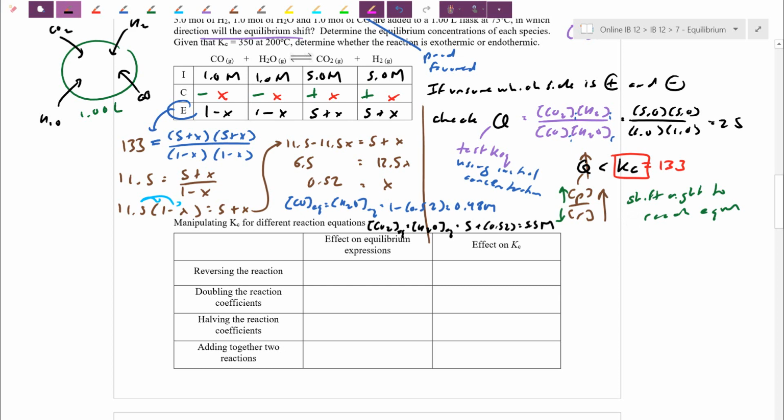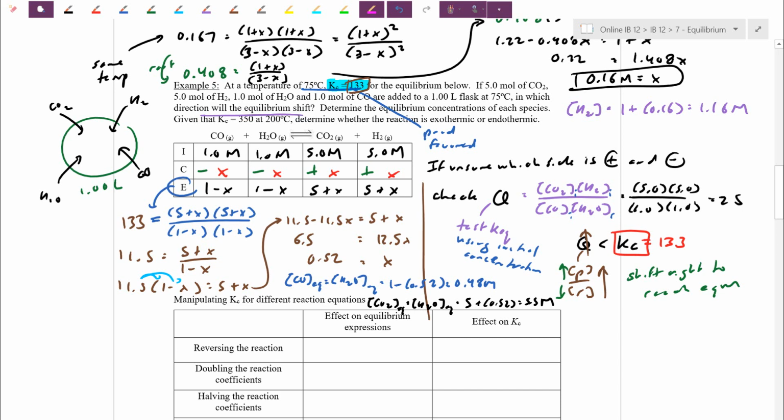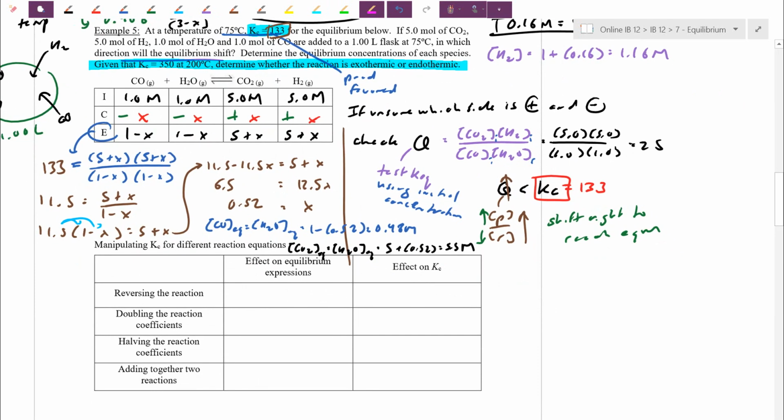Even though it may be a lot of algebra to solve for this x, you should be able to backtrack and reread the question telling you what they're actually after. There is one other important question here, sort of a part C. Given that the Kc is 350 at 200 degrees, can you predict whether this reaction is endo or exothermic? The problem is they didn't give me a delta H term. I don't know whether we're exo or endo.